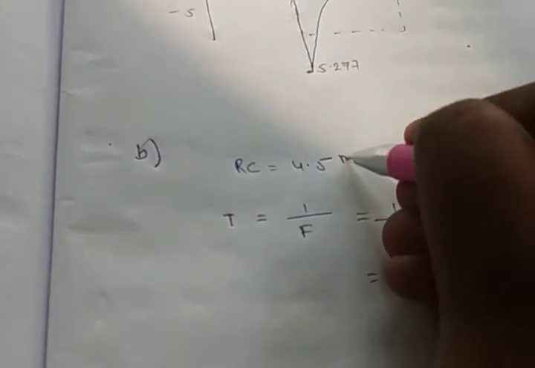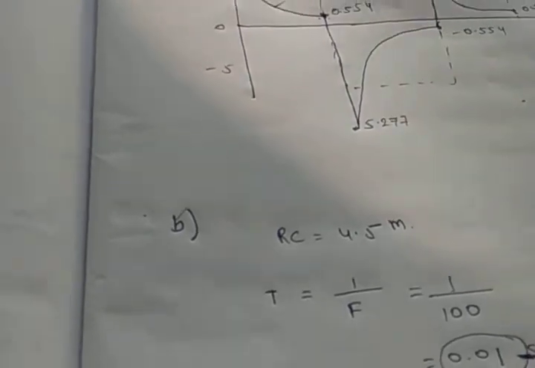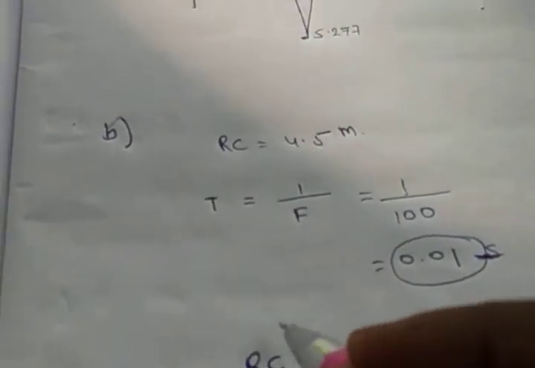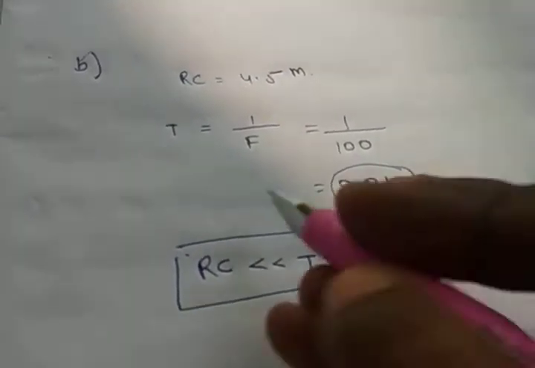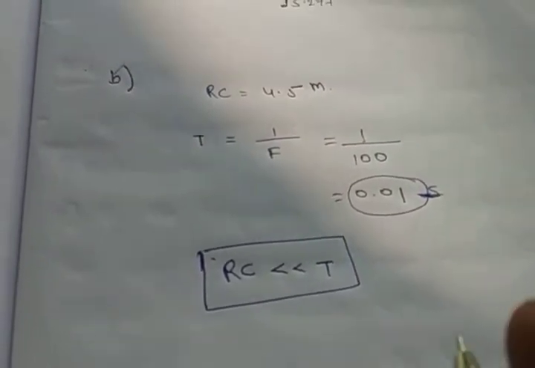RC is in milliseconds and T is in seconds, so T will be much greater. By that RC is very much less than T. This will be the relationship between RC and T. So again we have to calculate the output.